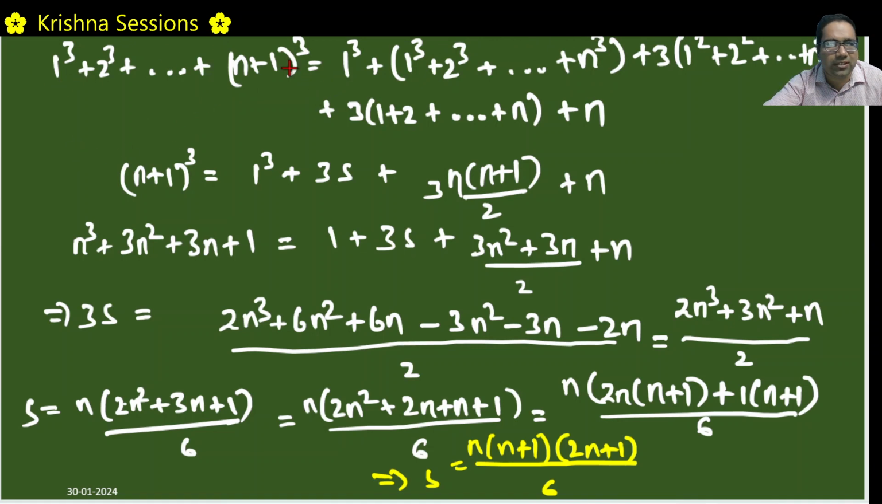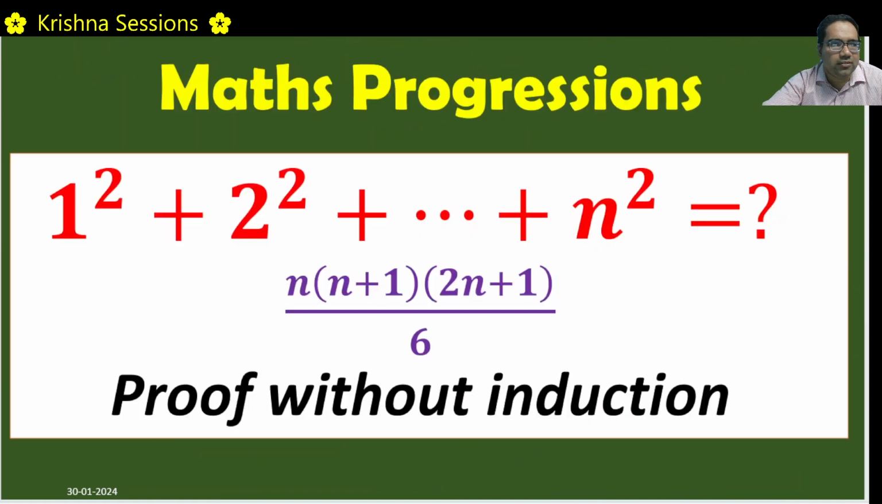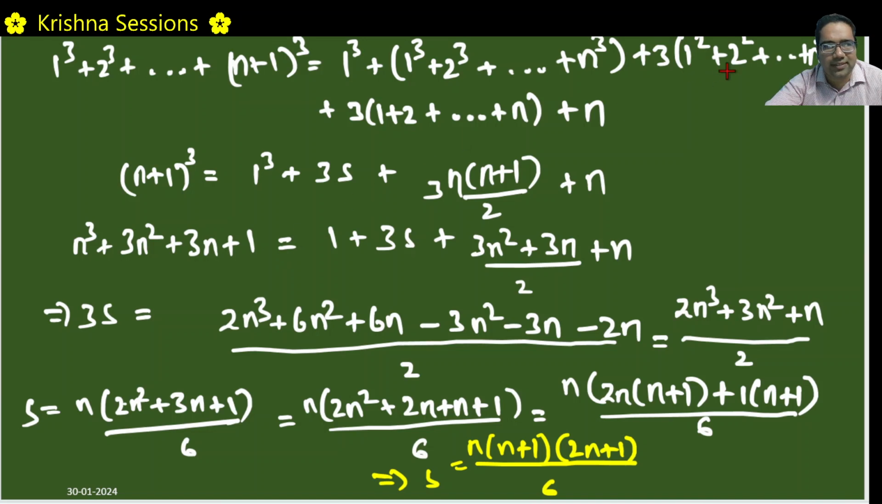Then what will we be left with? We'll be left with n plus 1 cube on the left side, plus 1 cube is already there, this part is gone, plus 3 into 1 square plus 2 square plus up to n square. This expression, 1 square plus 2 square plus up to n square, is the sum. Let's call it s. So 3 into s plus 3 into 1 plus 2 up to n.